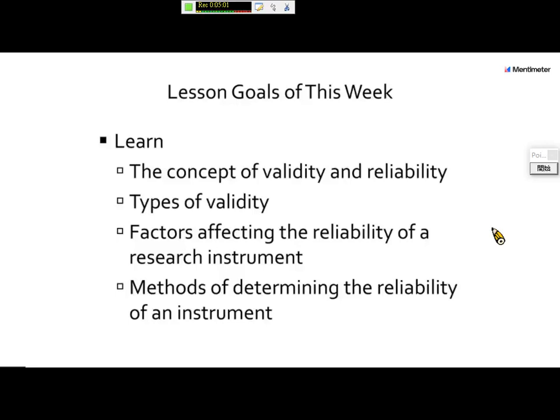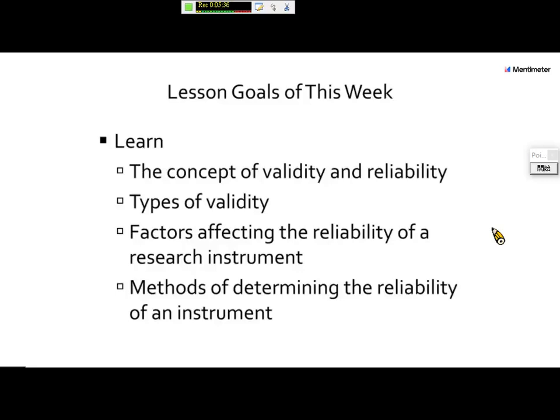Unlike the measurement of height, where the height scale is available in the market, when we conduct our research, oftentimes we will be required to create our own research instrument. For example, a questionnaire. You need to construct a questionnaire. How are you going to make sure that the construction of the questionnaire is valid, that it is capable of collecting the data you want to collect? So it's very important.